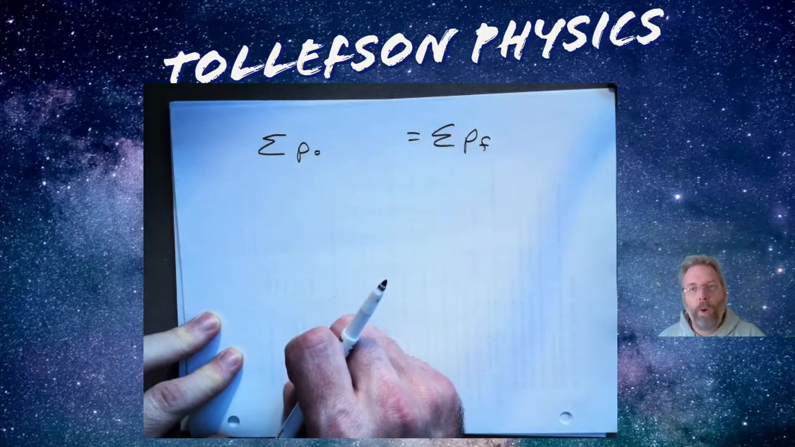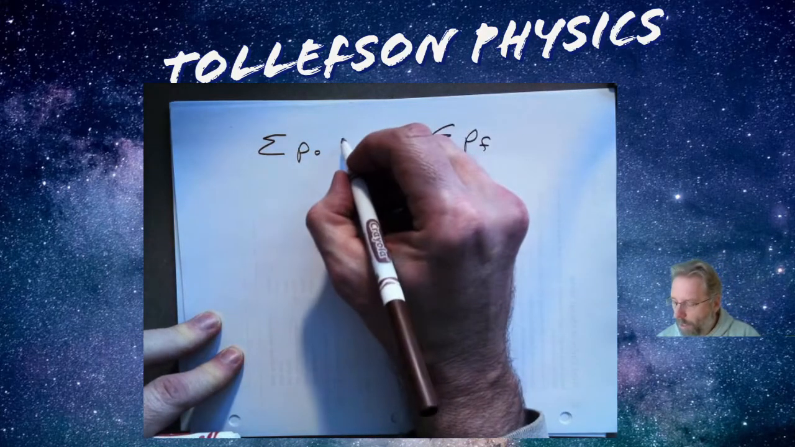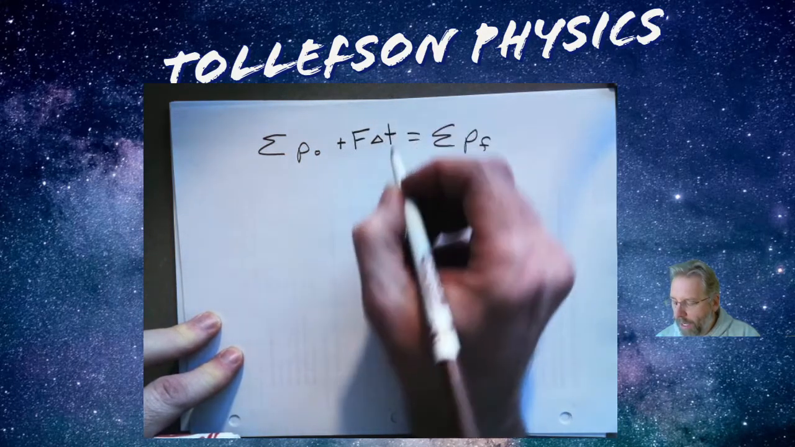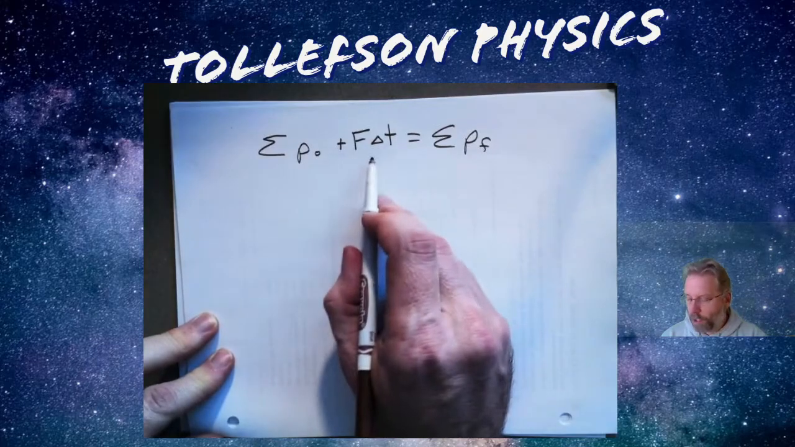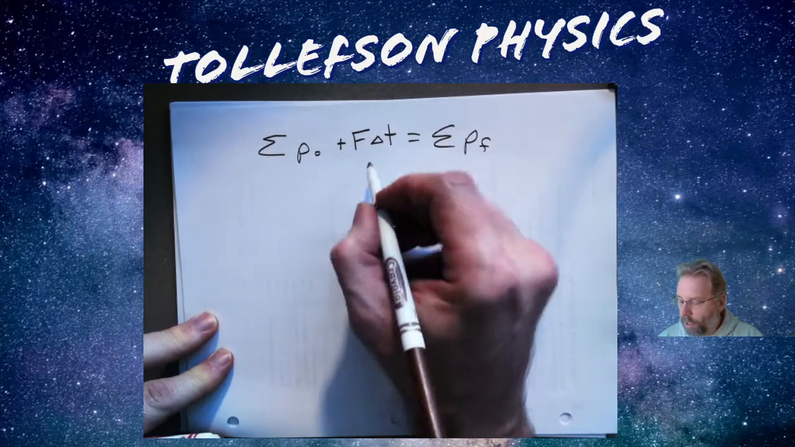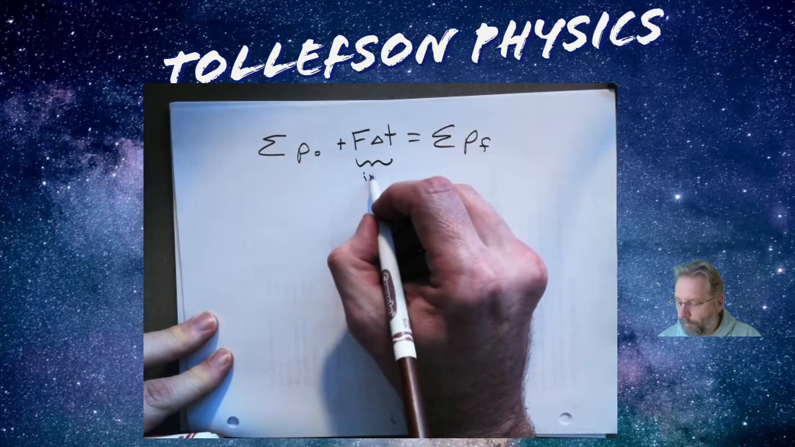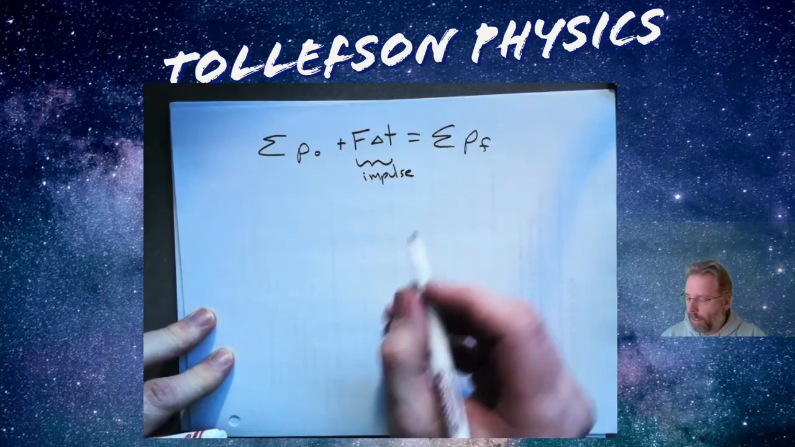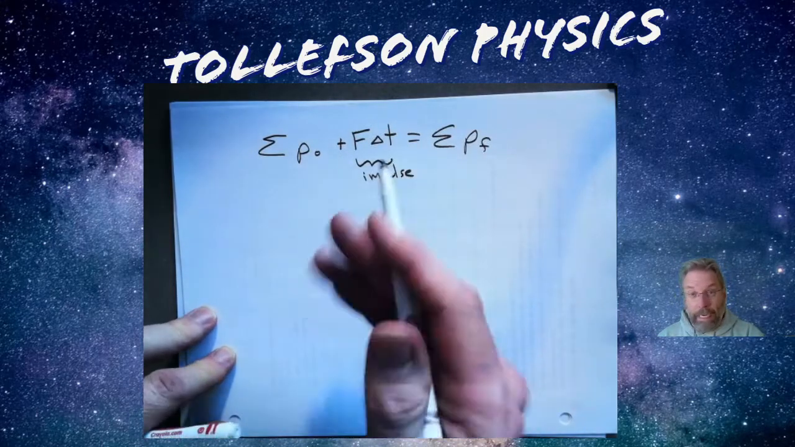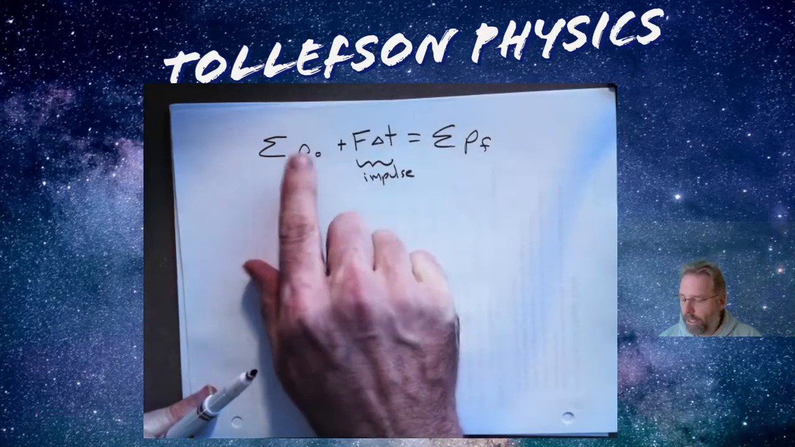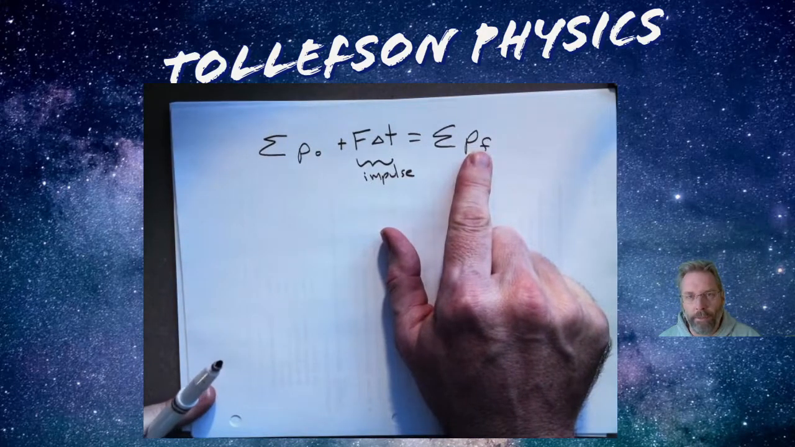But what if there's an external force? If there's an external force, we need to include that. The external force occurs over a certain period of time, and this is known as the impulse. Sometimes it's abbreviated with the letter J. In a closed system, there's no external forces, so you can say the initial momentum equals the final momentum.